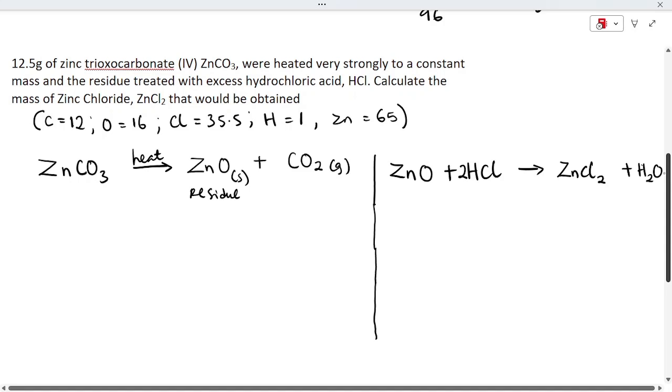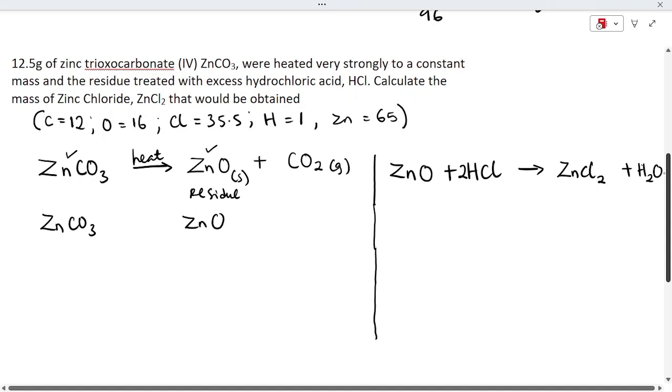So we now first of all have to determine from 12 grams of zinc carbonate, how much zinc oxide did it produce. So in the first case, let us get the value of the residue. So we are dealing with zinc carbonate and we are dealing with zinc oxide for the very first part of the equation. So we solve. We know we are dealing with zinc carbonate and we are dealing with zinc oxide. So let's get our values.